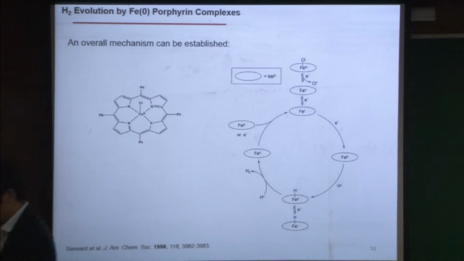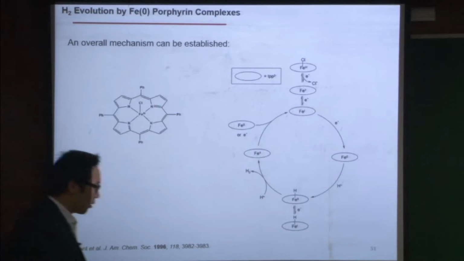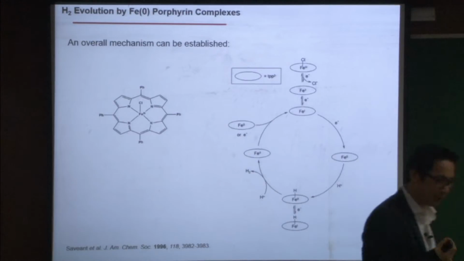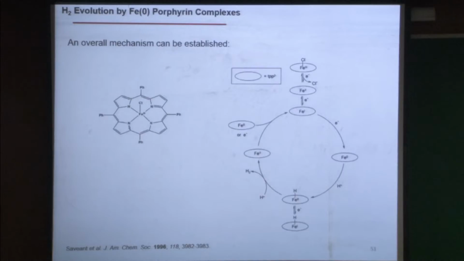This was studied a long time ago, published in 1996 already, which is, I don't know, 20 years ago. Now, it's using a very simple complex, tetraphenylporphyrin. Yeah? This is a very simple porphyrin compound. It's an iron complex. The iron 3 chloride can be made. Okay? It's also very well studied.